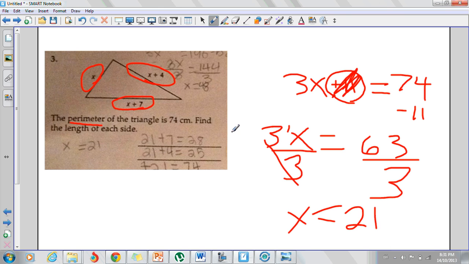Okay, so if you want to know what each side was now, all you got to do is plug in 21 into x, and you'll get it. So this one's 21, this one should be 25, and this one should be 28.